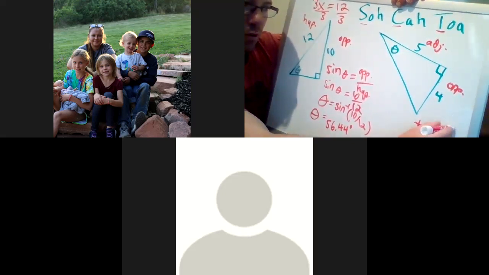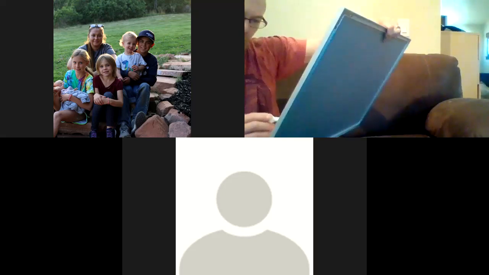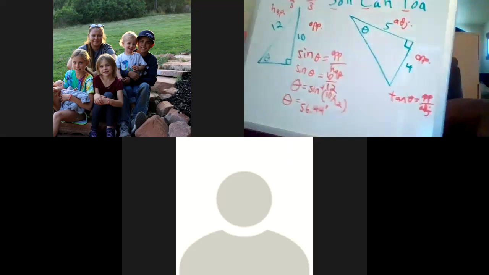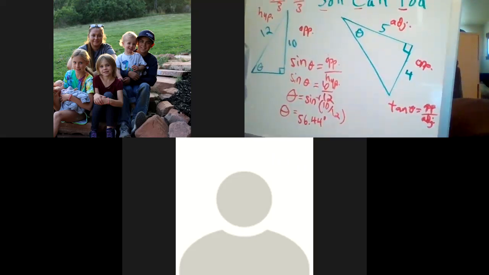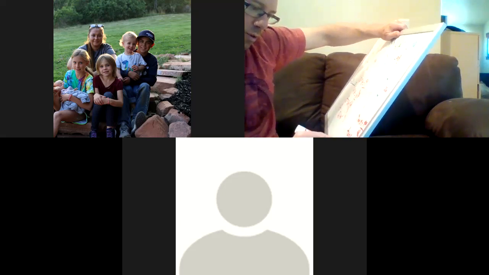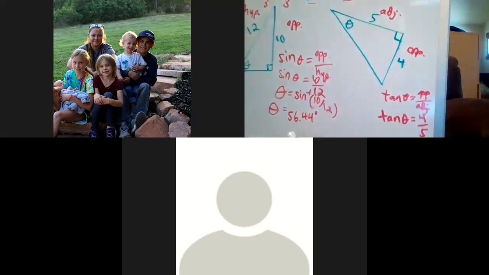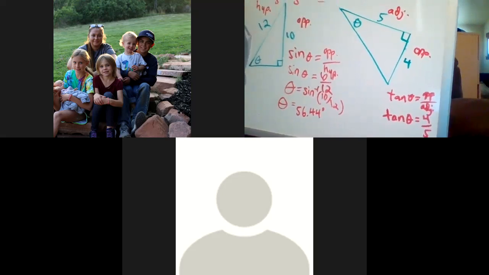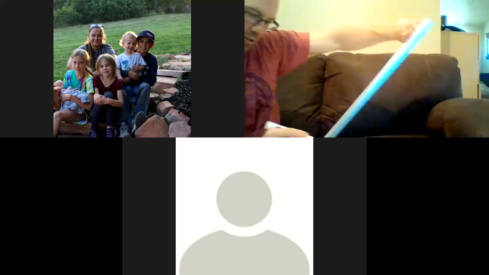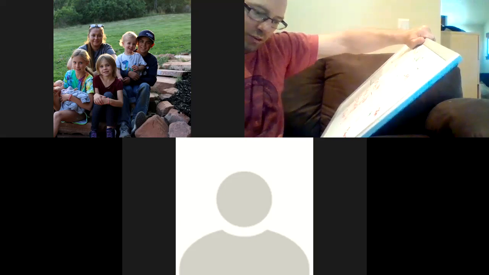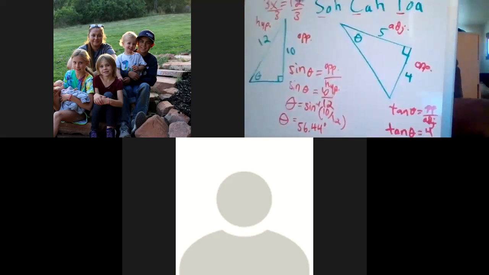So tan theta equals opposite. I can't reach. Should have brought my markers from school home. Tan theta equals opposite over adjacent. Let's plug in what we know. The opposite side is 4. The adjacent side is 5. Now I just need to do the inverse tangent to solve for the angle. So theta will be the inverse tangent of 4 over 5.